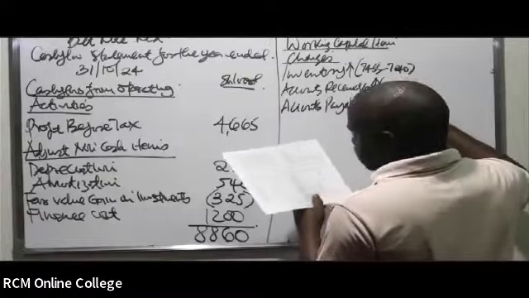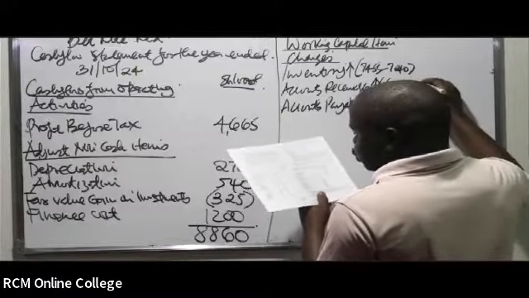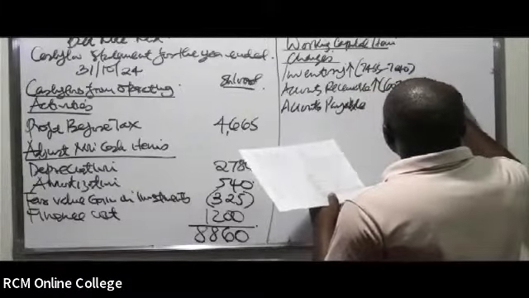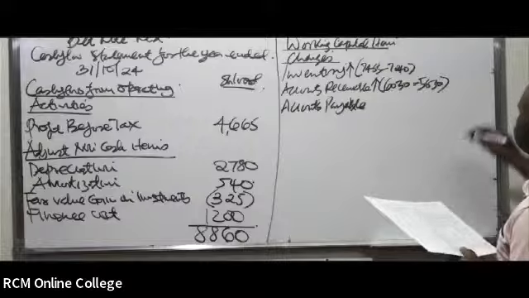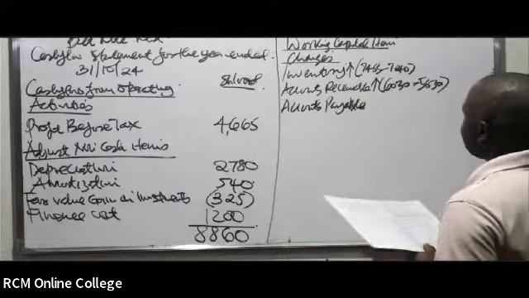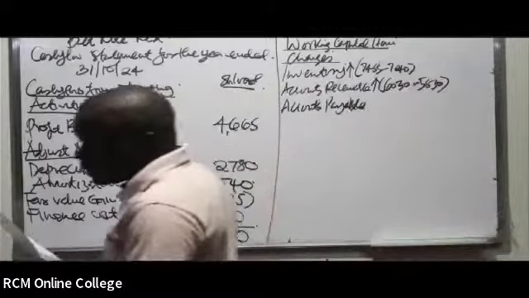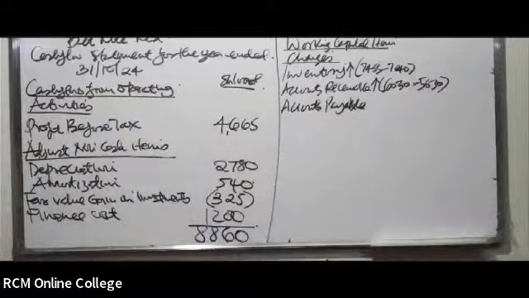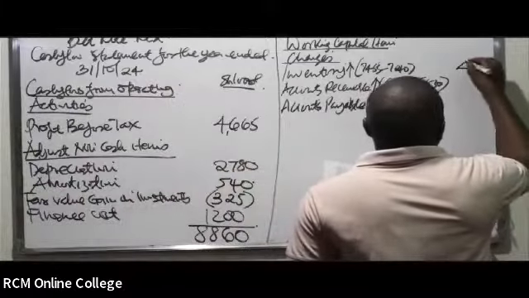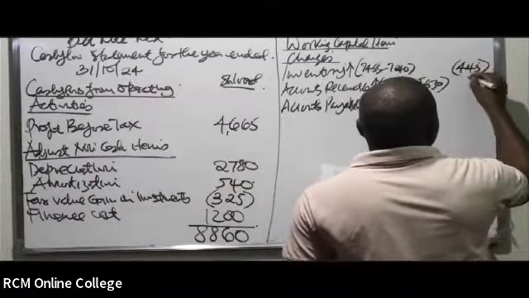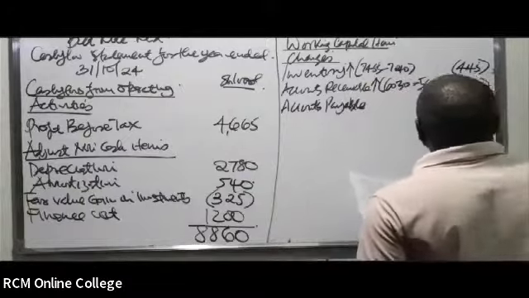Not 5830, but 6030 minus 5830. What are you getting? This one seems to be 200. Is it 200? Accounts receivable. What about inventory? Inventory, we can start with the inventory. It is increasing by how much? Inventory is increasing by 445. So in this case, 445 we deduct. This one will be increasing, deduct. This one is 200. When they're increasing, you deduct.